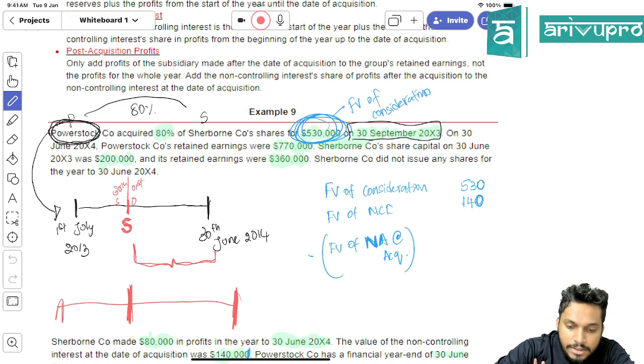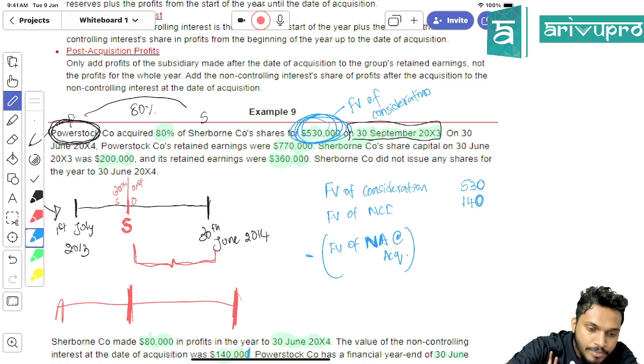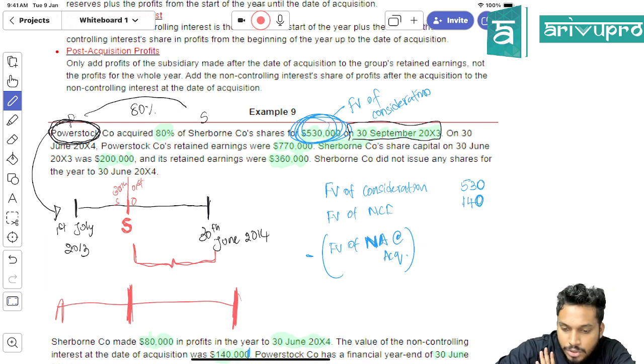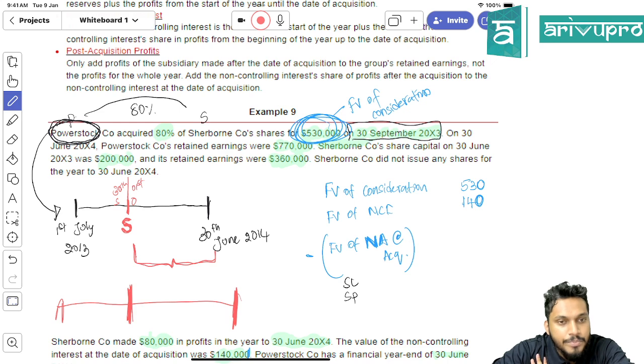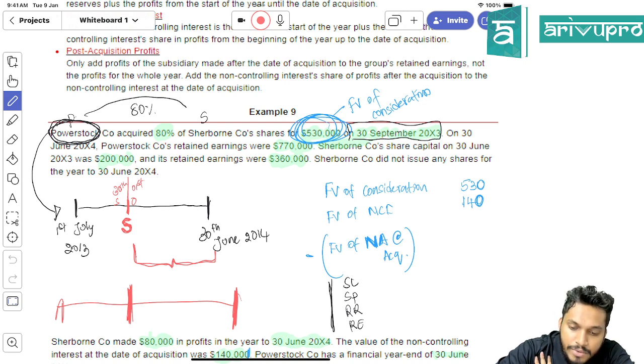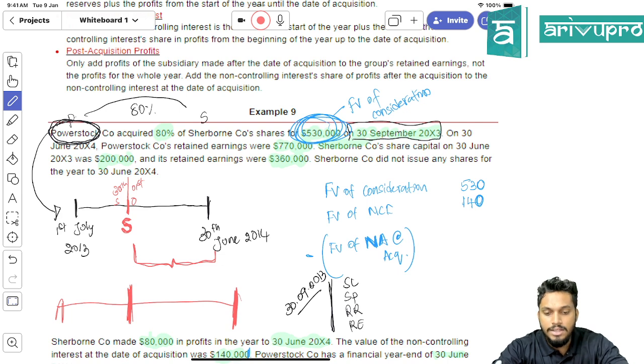So that you need to deduct. So how to calculate that? You need to know your share capital. Is there any share premium, revaluation reserves, and retained earnings as of when? On 30th September 2013. Did you understand that? You need to calculate that on 30th September 2013. So that is the date you need to take the balances off.